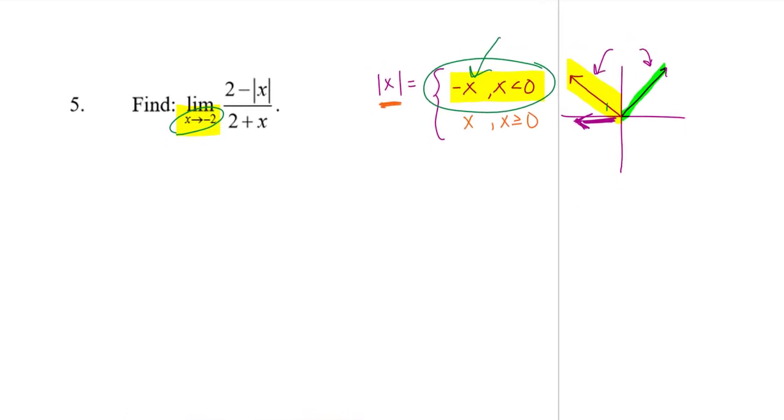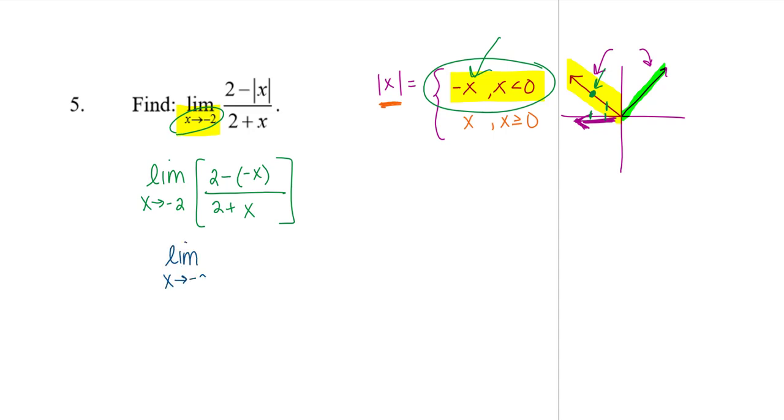because when x is -2, I'm probably, let's see, -1, -2, I'm probably up here somewhere, right? So we're going to say limit as x approaches -2 of 2 minus, and instead of absolute value of x, I'm going to say -x. And I hope you can quickly see that this is 2 plus x over 2 plus x. Don't forget your limit as you rewrite, which does divide to 1. So this limit should be a 1.